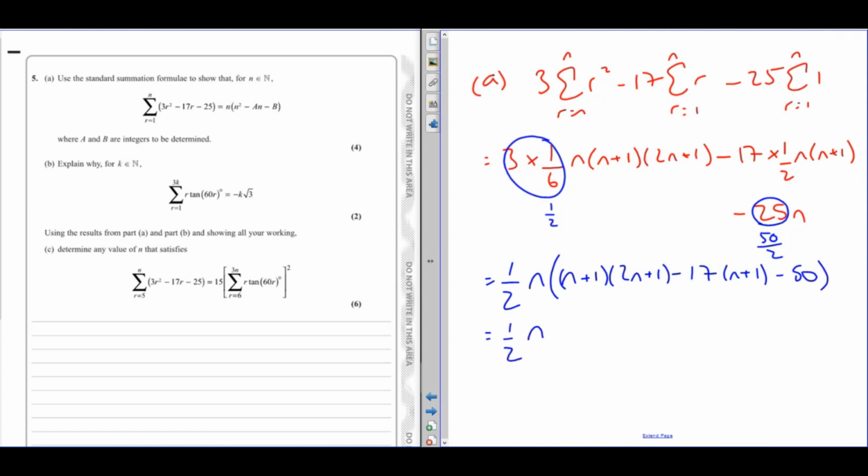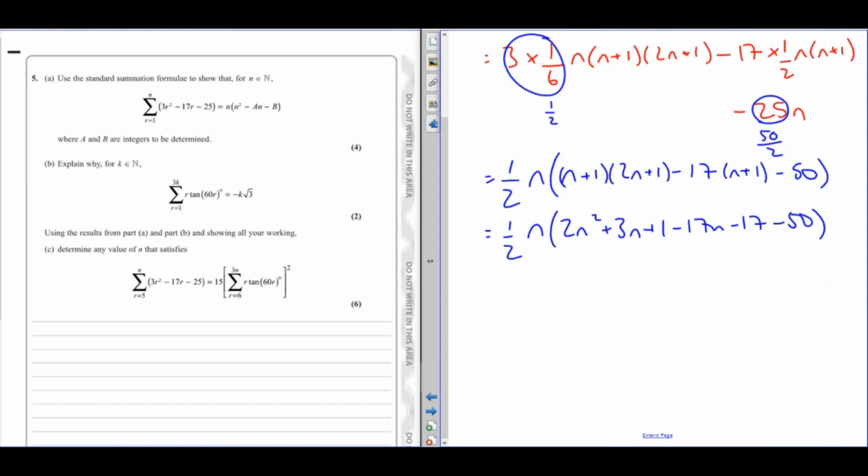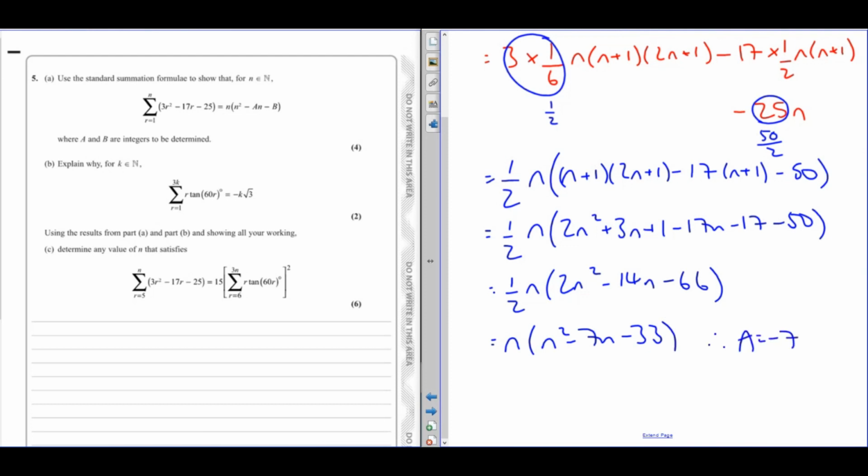Expand out what's inside those brackets. So 2n squared plus 3n plus 1 minus 17n minus 17 minus 50. And then tidy this up. So a half n times 2n squared minus 14n minus 66. And you can factorize out 2 and times by the half. So you get n squared minus 7n minus 33. So A is minus 7, so A is just 7, and B is 33.